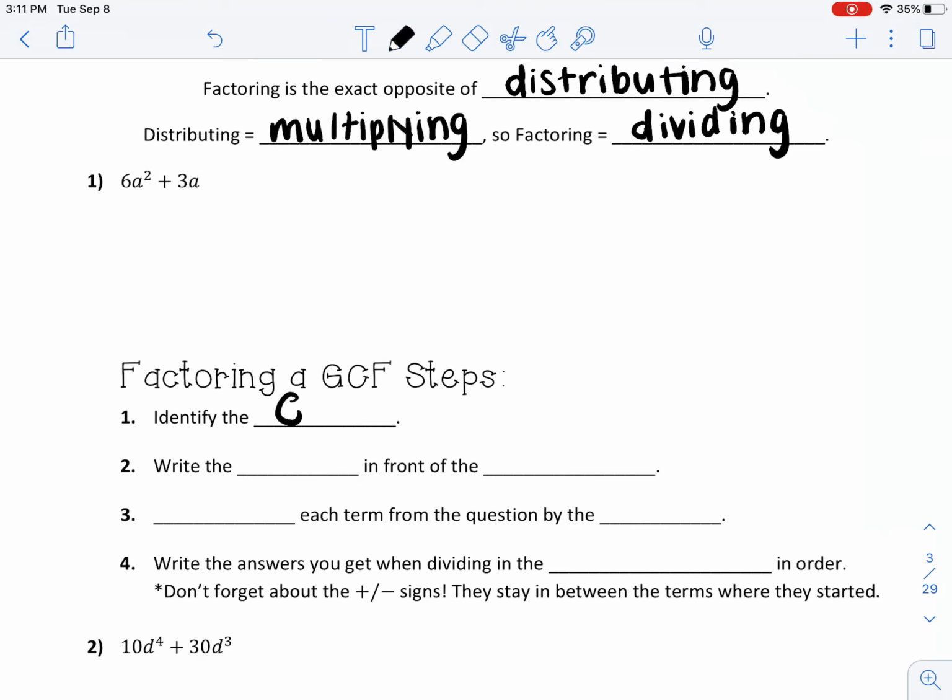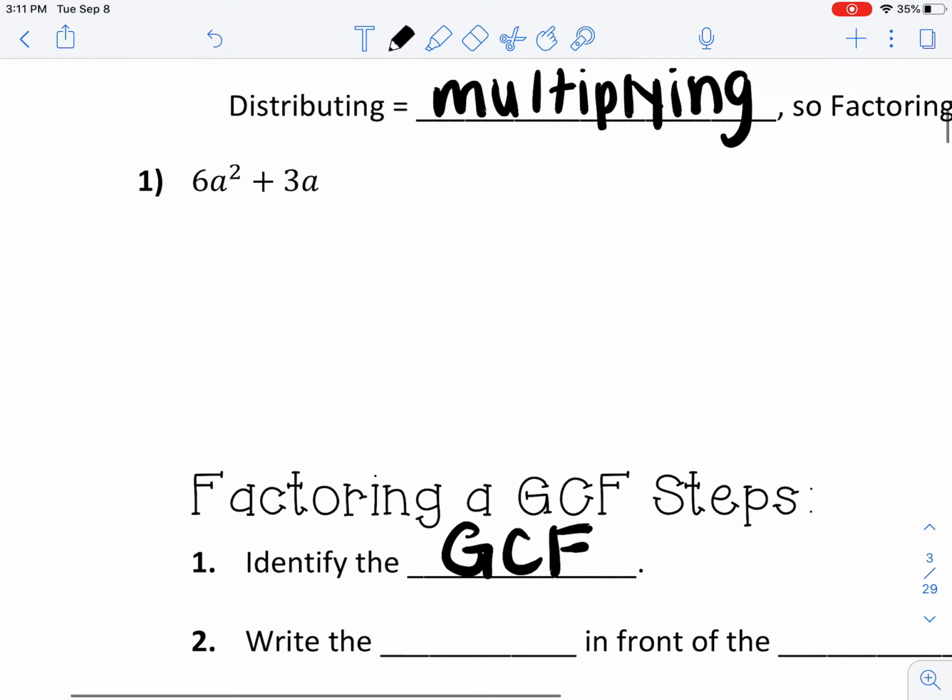So step 1 is to identify the GCF. A GCF is the greatest common factor. So we need the biggest number that goes into all of your terms, as well as the smallest exponent. So I have 6a squared plus 3a. Well, the biggest number that goes into 6 and 3 is a 3. And then since these both have the letter a, that means my GCF will also have that same letter, but I just pick the smallest exponent. So this has an exponent of 2, and this term has an exponent of an imaginary 1. So that means my GCF has the imaginary 1, because you always take the smaller one.